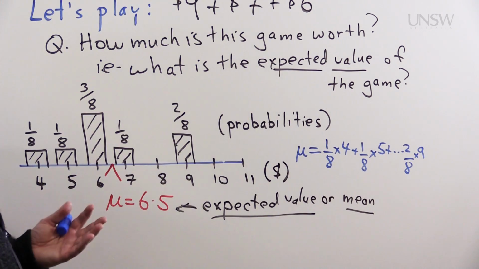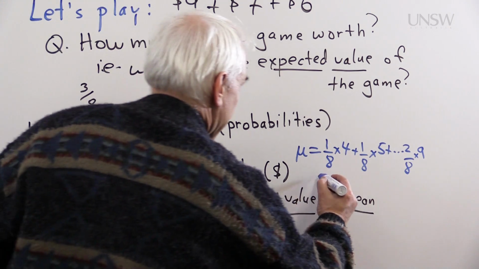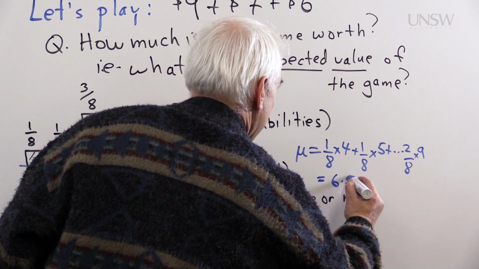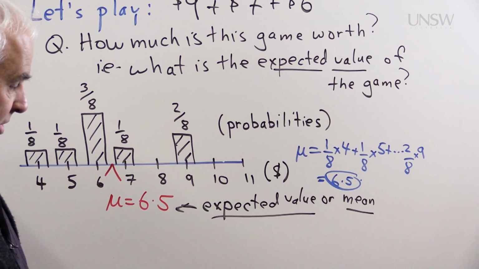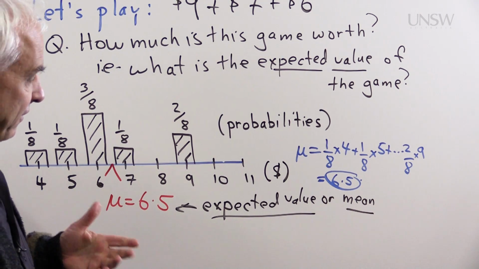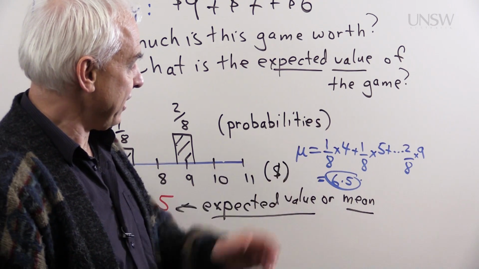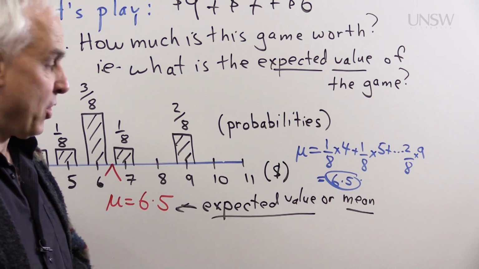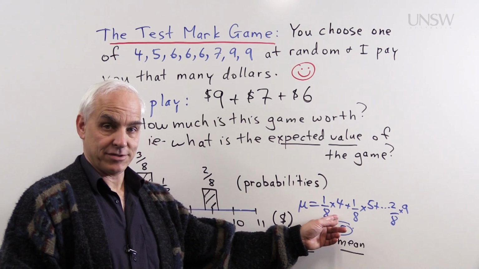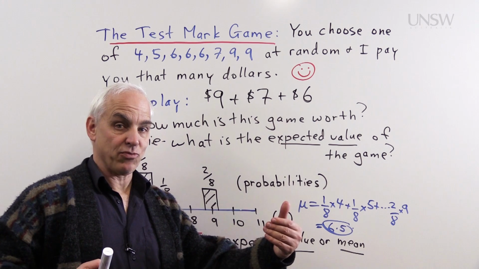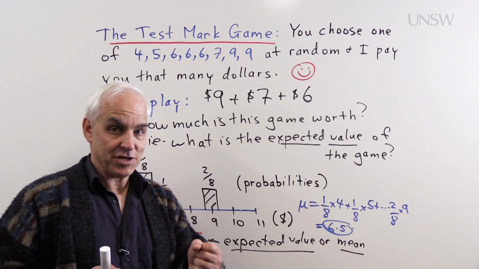That's just another way of rewriting what we've already had. And we're going to get exactly the same number that we got before, which was 6.5. But what we see is a very important formula here, that to get the expected value or mean, we're multiplying probabilities times values and summing up those products of probabilities times values.